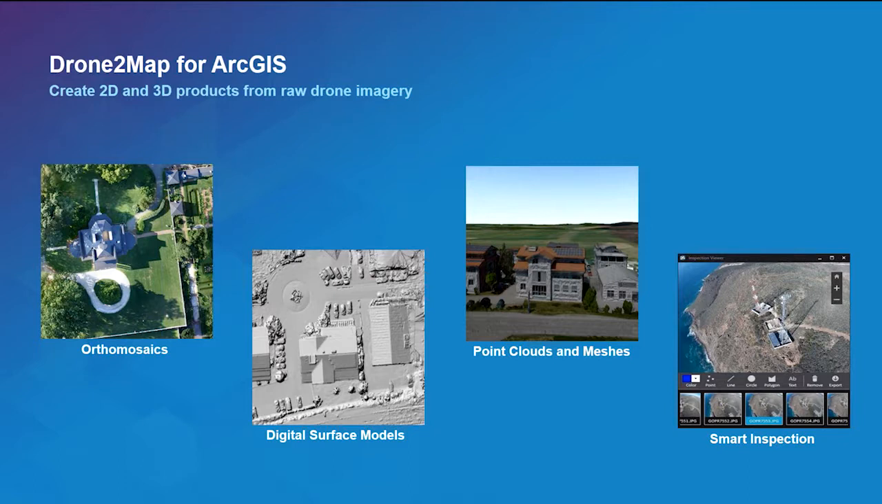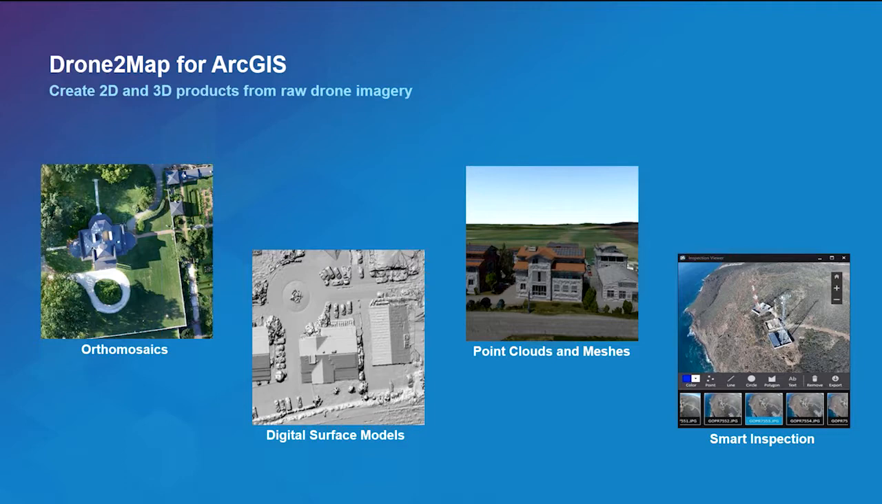The third one there, I think, is visually the most exciting and interesting. It's a point cloud and a mesh, and these are combined together to form a 3D scene. So what Drone2Map does is it creates point clouds, and then it colorizes those point clouds with the imagery itself. It drapes the imagery over the points. It gives you a very attractive looking 3D model.